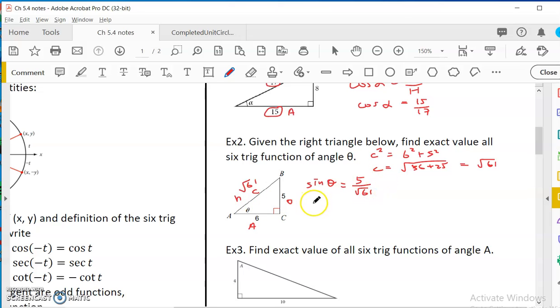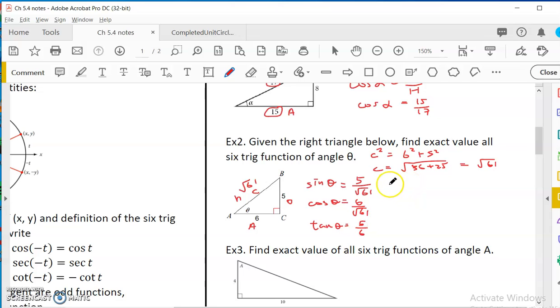If you want to, you can rationalize it, but we'll leave it the way it is. Cosine theta is equal to CAH. CAH is a over h. So a is 6 over square root of 61. Tangent, TOA, o over a, right? O over a is 5 over 6.